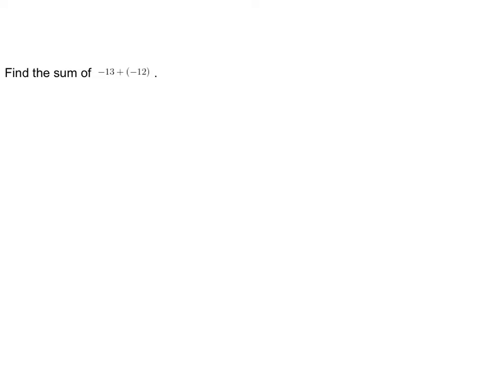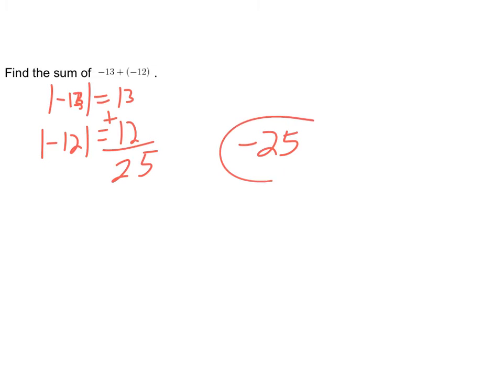Okay, so we're going to use that to find the sum of negative 13 and negative 12. Okay, so these are the same sign. So what I'm going to do is I'm going to find the absolute value of both. So the absolute value of negative 13 is 13. The absolute value of negative 12 is 12. Then I'm going to add those together, and I'm going to get 25. Okay, now remember, our final answer is going to have the same sign as our original two numbers. The original were both negative, so my answer will be negative. When I add them together, I get a negative 25.